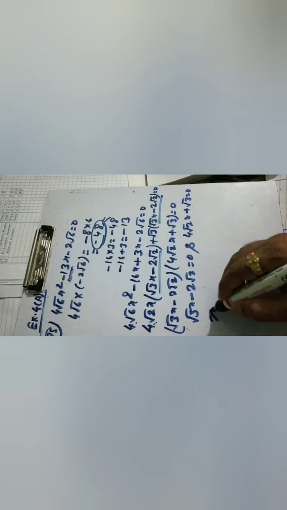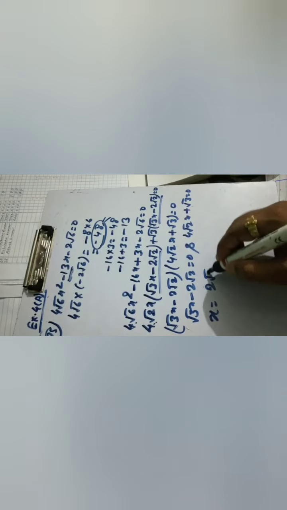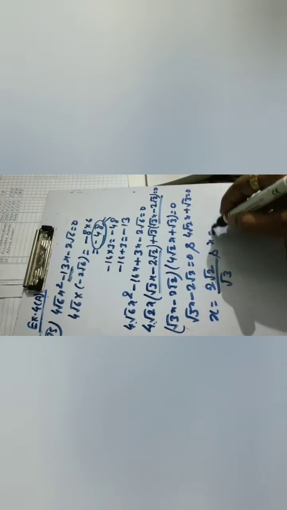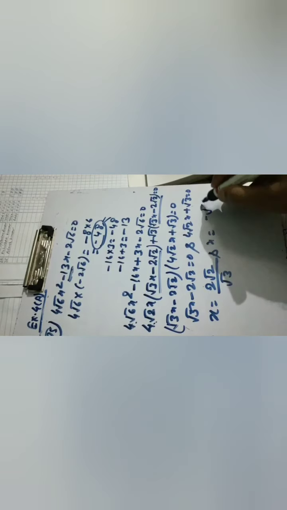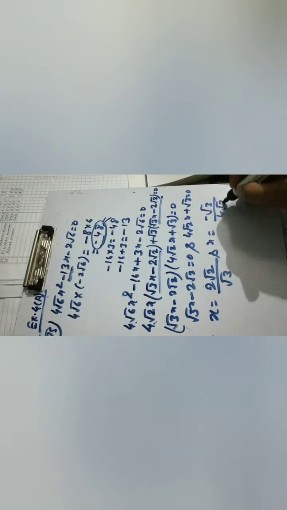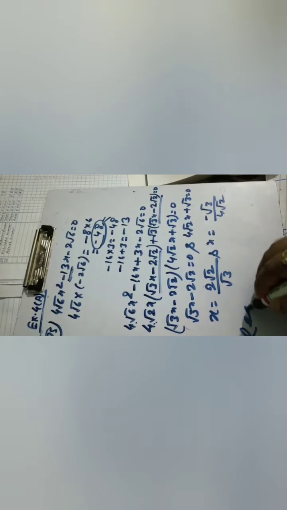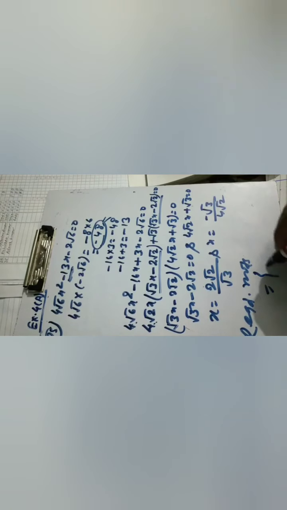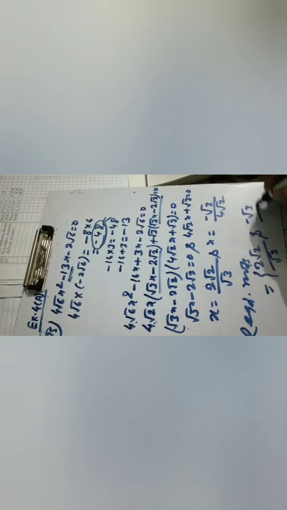This implies that x is equal to 2 root 2 upon root 3 (positive), and x is equal to minus root 3 upon 4 root 2. So the required roots are 2 root 2 upon root 3 and minus root 3 upon 4 root 2. This is your final answer.